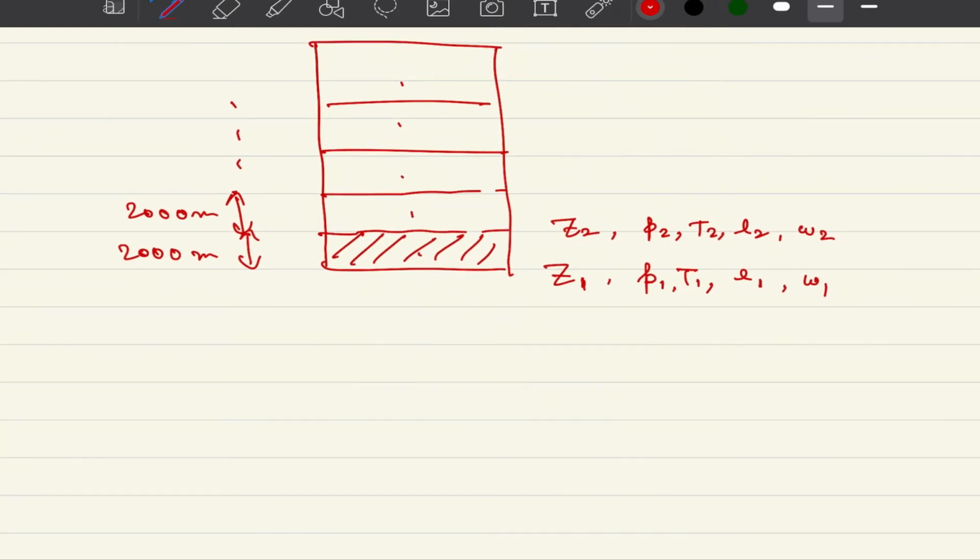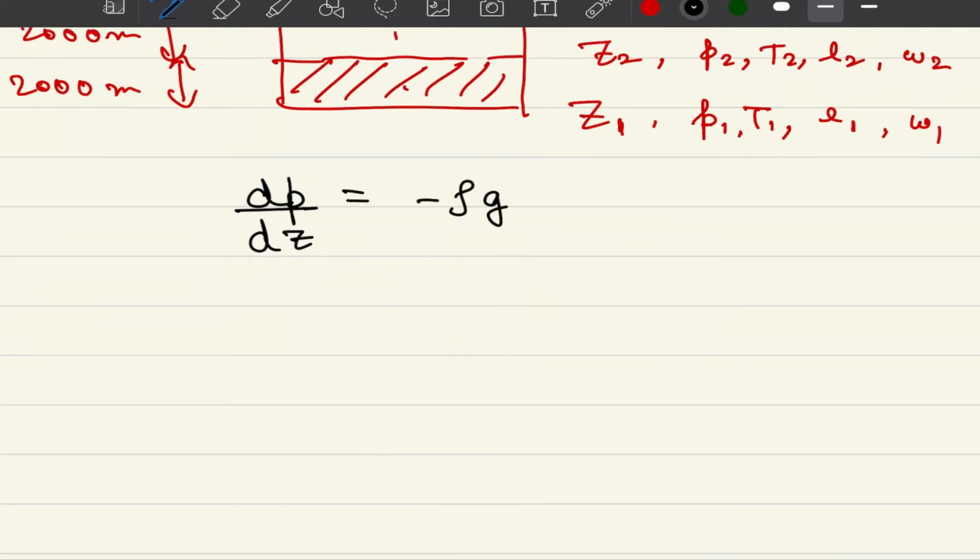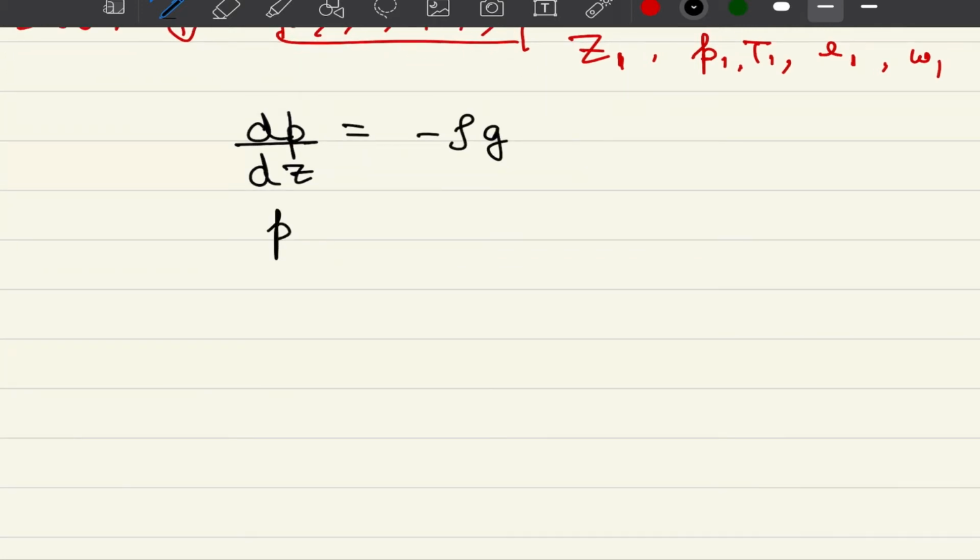But here we have to use some basic relationships, how this temperature is varying, how this pressure is varying. So we will use three fundamental equations. First one is that dP upon dz is estimated as minus rho g. Pressure of air can be estimated as rho a R A T.